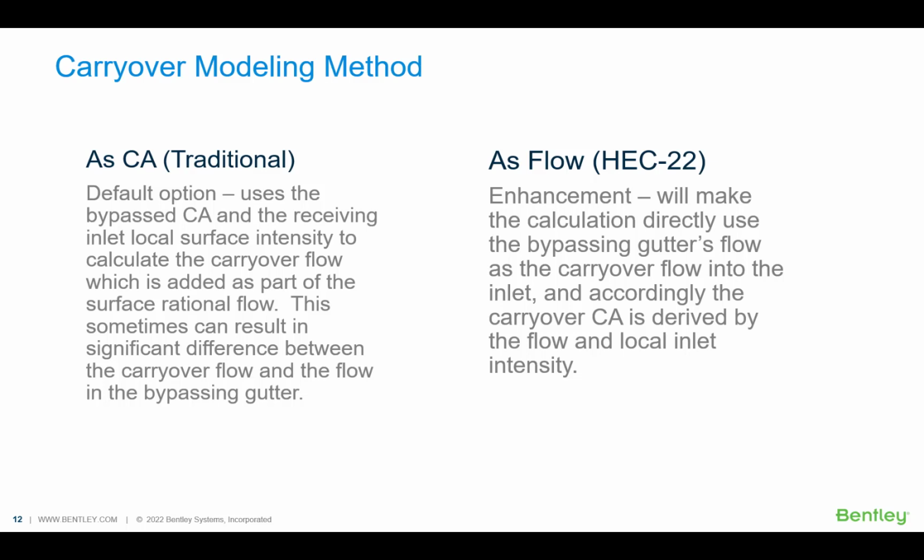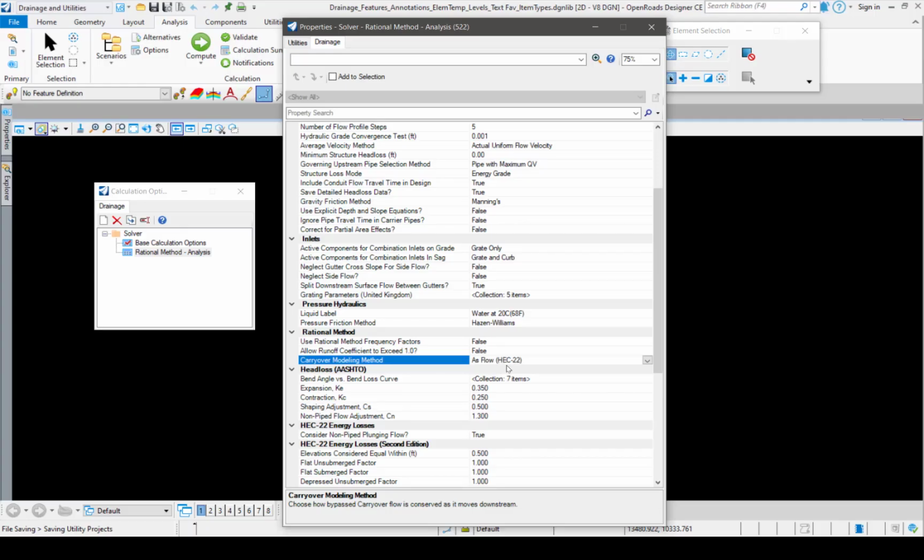When you're using this method, it can sometimes result in significant differences between the carryover flow and the flow in the bypassing gutter. So an enhancement has been done, and now we can instead use as flow using HEC 22 methodology, which will make the calculation directly use the bypassing gutter's flow as the carryover flow in the inlet, and accordingly the carryover CA is derived by the flow and the local inlet intensity. We use as flow here.